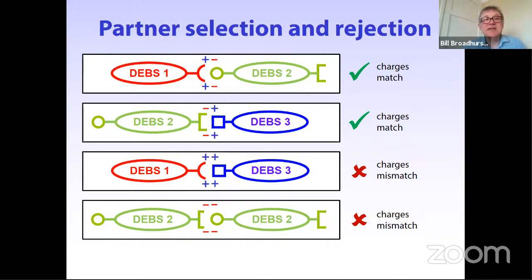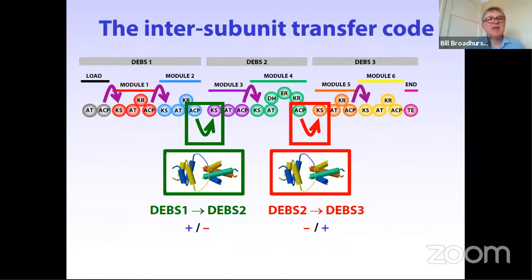So this won't work. Similarly, incorrect substrate transfer will be prevented if DEBS2 bumps into another copy of DEBS2. It won't be able to pass the substrate on there either because of charge repulsion. So now we've broken the code that controls the transfer of substrates between the different polypeptide chain components of factory enzymes. And knowing this will be useful for designing new assembly lines for making new chemical compounds. And who knows, perhaps some of those new compounds might become the new antibiotics that the world so desperately needs.